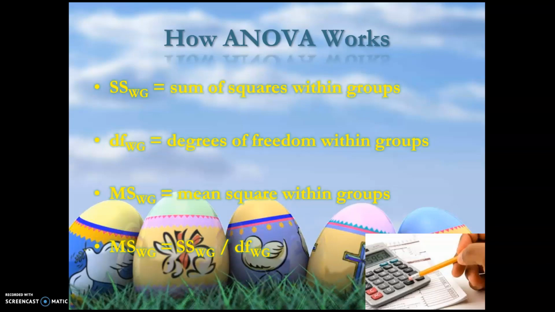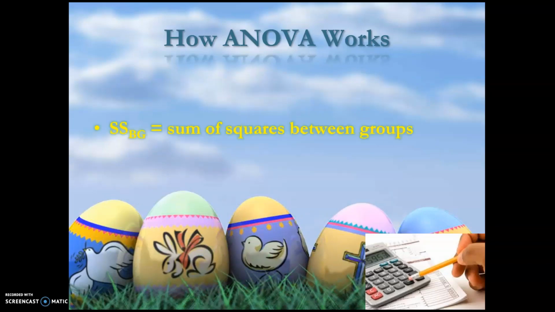Essentially, what it's doing is it's taking the sum of squares within groups, as well as the degrees of freedom within groups, and calculating the mean square within groups, right? And you're thinking, oh my gosh, what the heck does that mean? Okay, don't worry, it gets better.